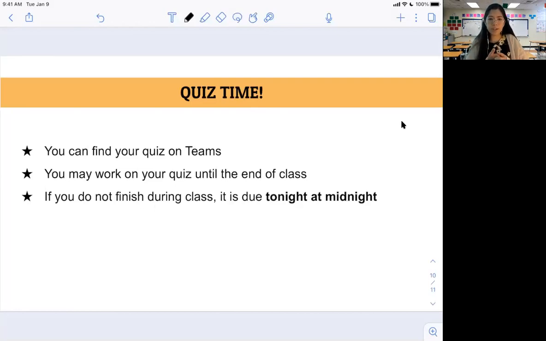All right. Okay, I just assigned it. It should pop up in the next couple seconds. Go ahead and get onto Teams. You guys have 15 minutes to work on it now, and if you don't finish, it'll be due at midnight tonight. It's still loading, so if you don't see it yet, I'll let you know when it comes up. Okay, it should be up now. So go ahead and get started.